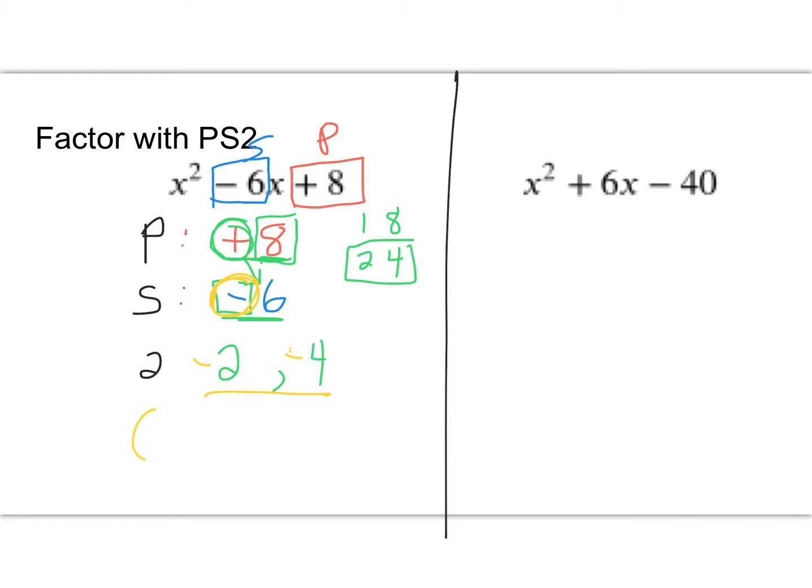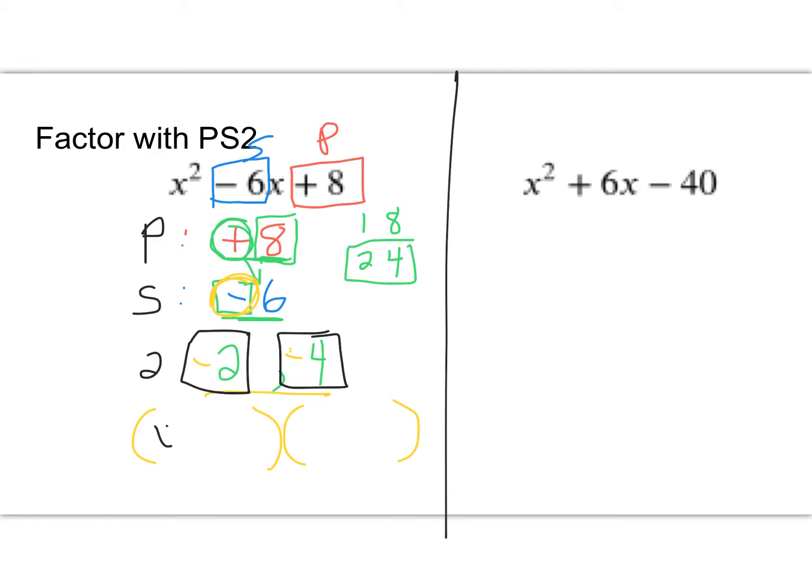So now that we have our numbers, let's do our quick check. Now the PS2 has a great built-in check. Takes 3 seconds to do. So we start. If I take -2 and multiply it with -4, do I get +8? And the answer is yes. So I'm good there. If I take -2 and add -4, do I get -6? The answer is yes. So we're good there. So since I said yes to both, we're ready to go.